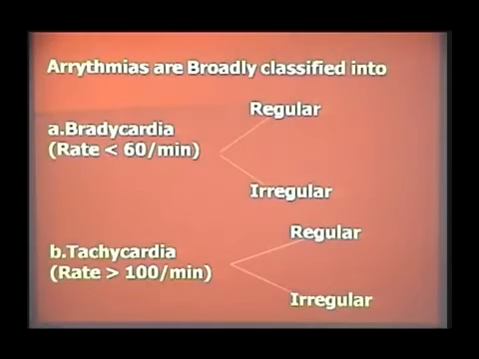So the arrhythmias are classified in a very simple way: bradycardia and tachycardia. Any heart rate less than 60 is bradycardia. Any heart rate more than 100 is tachycardia. So basically, bradyarrhythmia or tachyarrhythmia. Both of these arrhythmias can be regular or irregular. Brady, tachy, regular or irregular.